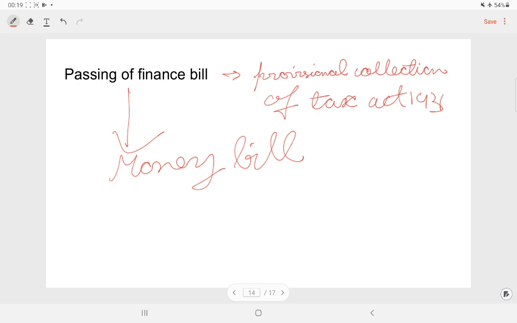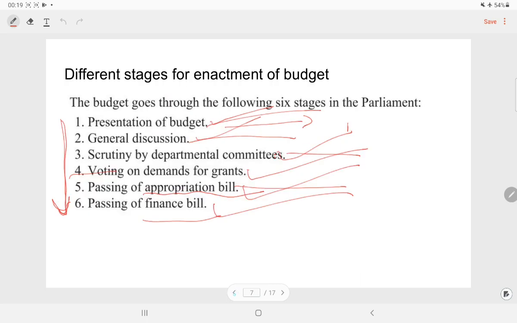So these were the different stages of the budget. I guess now you have an idea how a budget is presented. First it is presented, then discussion, then the departmental committees of parliament scrutinize it, and then voting is done based on the departmental committees. All these things are connected to each other. If we remove one step, the budget will not be completed and things will go haywire. So we have to remember these six steps. These are simple.